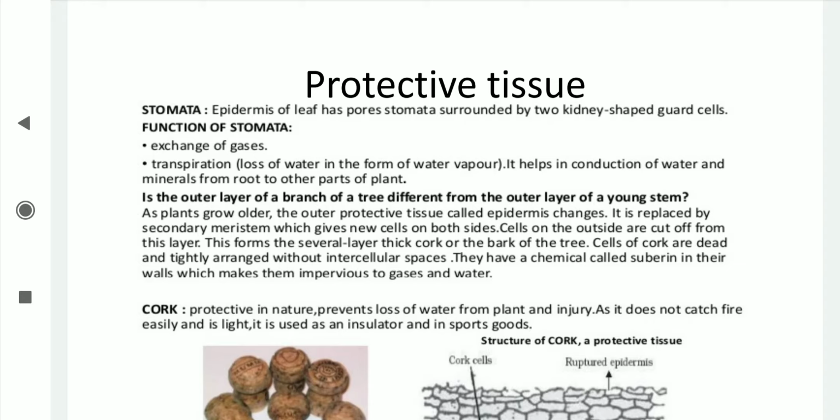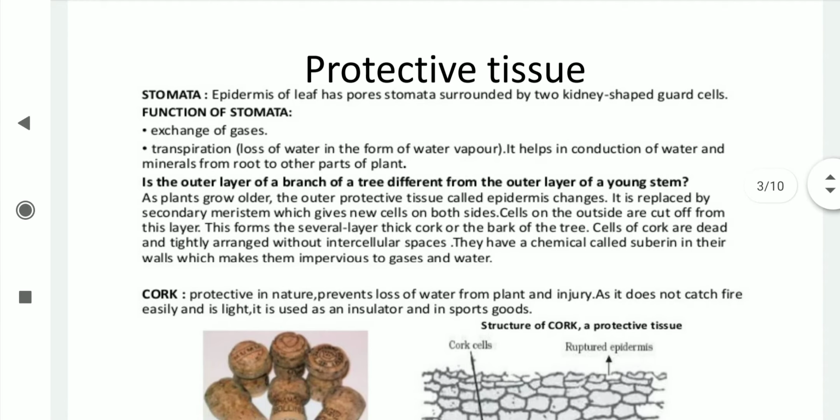As plants grow older, the outer protective tissue undergoes certain changes. Outer protective tissue, what are they? Epidermis cells. A strip of secondary meristem replaces the epidermis of the stem. Children, in the previous topic, meristematic tissue, I told you about lateral meristematic tissue. The same thing takes place here. A layer of epidermis is converted into secondary meristem.